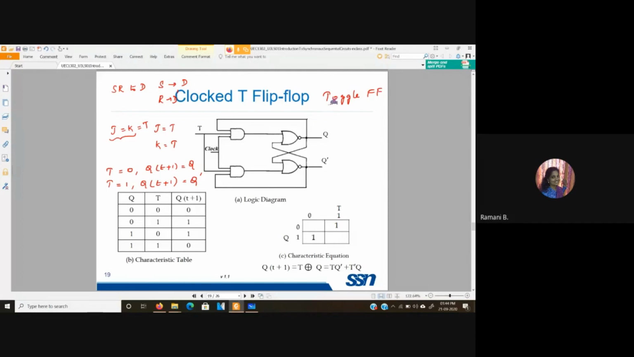The T stands for toggle. Toggle in the sense that it is going to constantly invert the operation. So if you are having the T value set to 1 always, so if I have the T value to be 1 in all these cases, let this be the clock, let this be the input T. Our Q of T plus 1 will be, let us initially consider that the value of Q was 0.